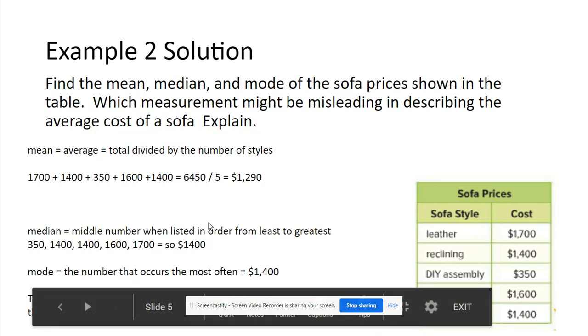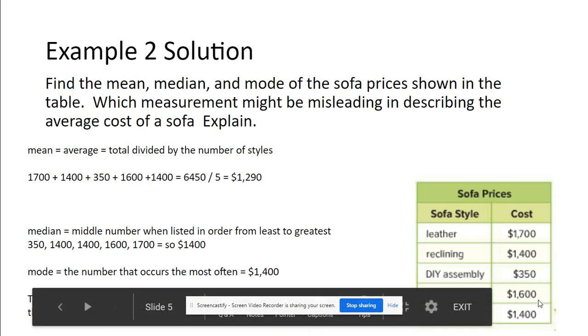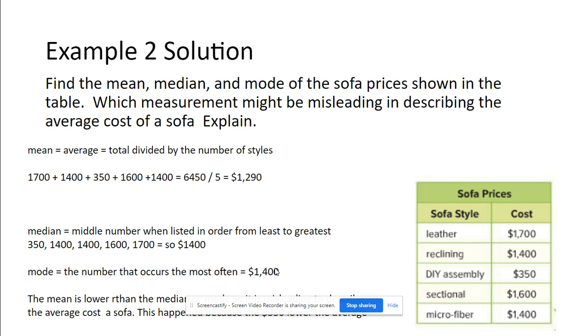We can see a slight difference here between the median and the mean. Sometimes those might be exactly the same. In this case, they are different. The mode is the number that appears the most times, and that's 1400. No other number occurs twice. So this is interesting that we see the median and the mode both have the same values. So the question just says, which measure might be misleading in describing the average cost of the sofa?